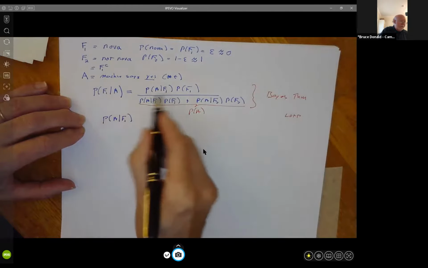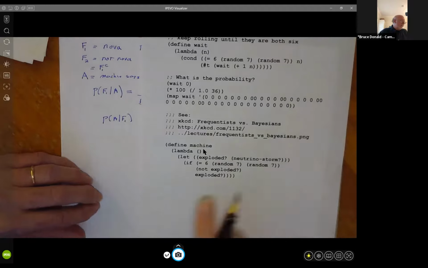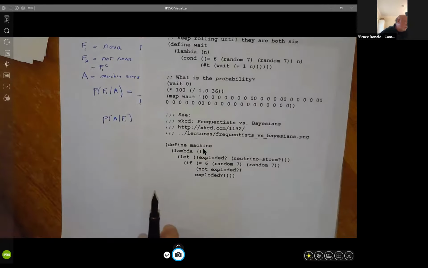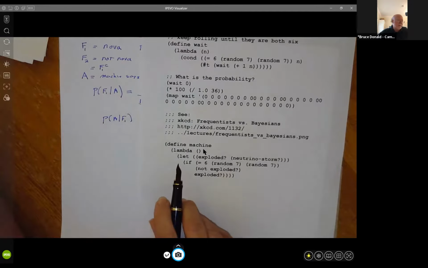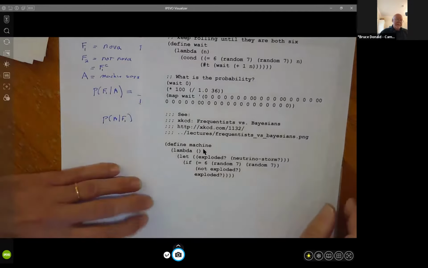So the probability of A given F1 can be computed by setting exploded to true and calculating probabilities. And in that sense, you can think of this as an extension of the substitution model to calculate conditional probabilities. So it's very much tied in with understanding what programs are based on probabilities. So the probability of A given F1, the probability the machine says yes, given that the sun has gone nova, is simply equal to 35 out of 36.